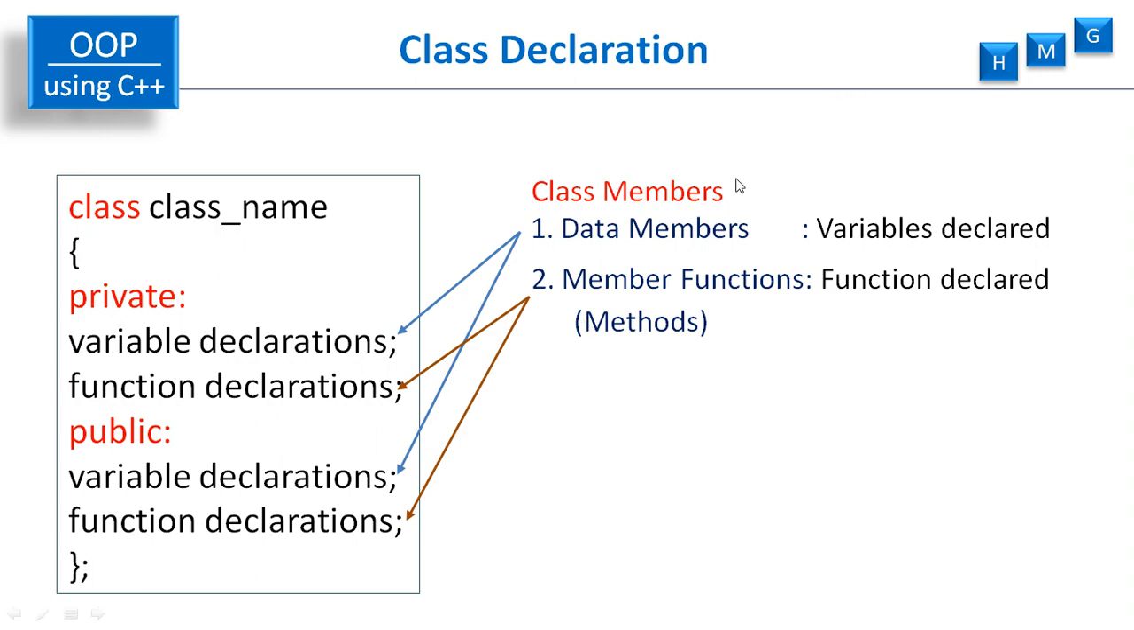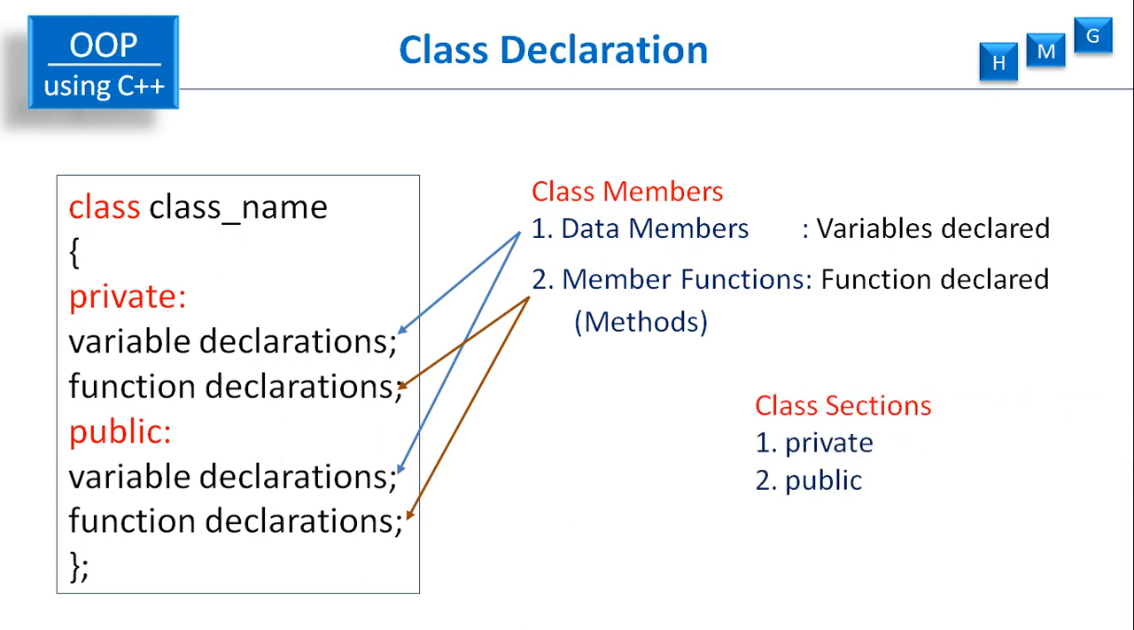This is indicated by these brown arrows. Whatever the function declarations, functions are declared within the class, these are known as member functions. Member functions are also known as methods. So thus every class has two types of members, data members and member functions or methods.